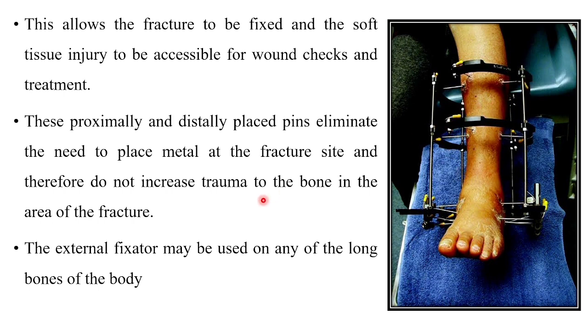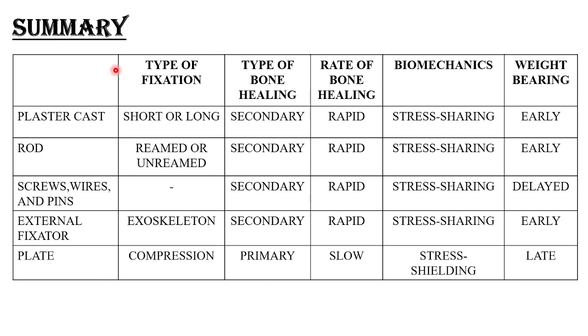So coming to the summary, in order to summarize the various devices, the first one is the plaster cast. The type of fixation is short or long. Healing occurs in a secondary manner. The rate of bone healing is rapid. Biomechanically, it is a stress sharing device, and early weight bearing is possible.